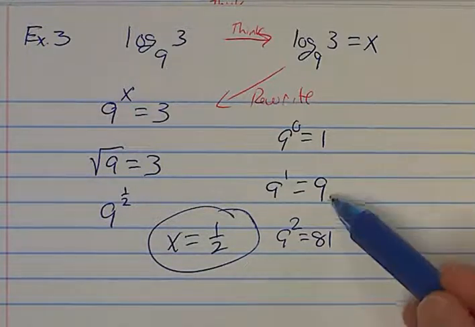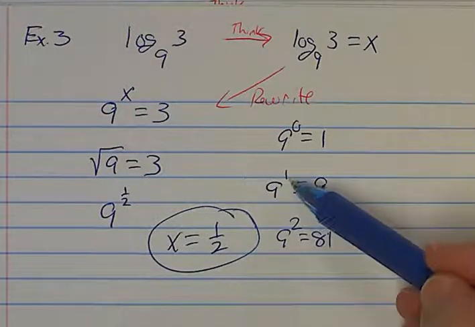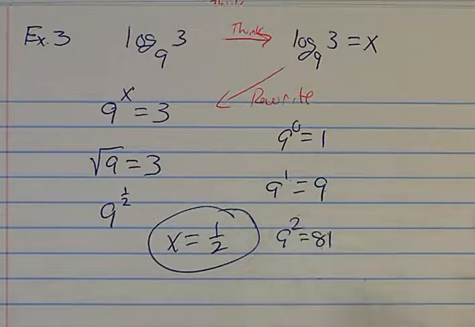So if the number was between 9 and 81, the exponent's got to be somewhere between 1 and 2. It could be 1.5 or something like that. So if you know your basics on the properties, then you can start figuring out at least the range the answer has to be in.